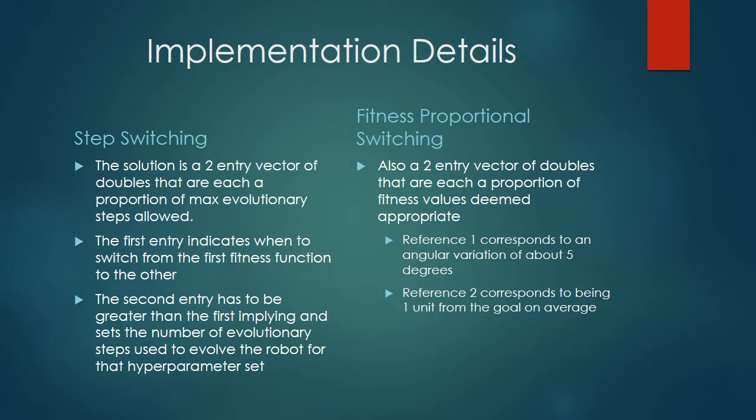These solutions wound up being 2-entry vectors of doubles that were bounded between 0 and 1. The step switching also had the additional boundary condition that the second entry had to be greater than the first. The reference fitnesses that were used were a value that corresponded to an angular variation of about 5 degrees, about 5.7, and reference 2 corresponded to the robot being 1 unit away from the goal on average.